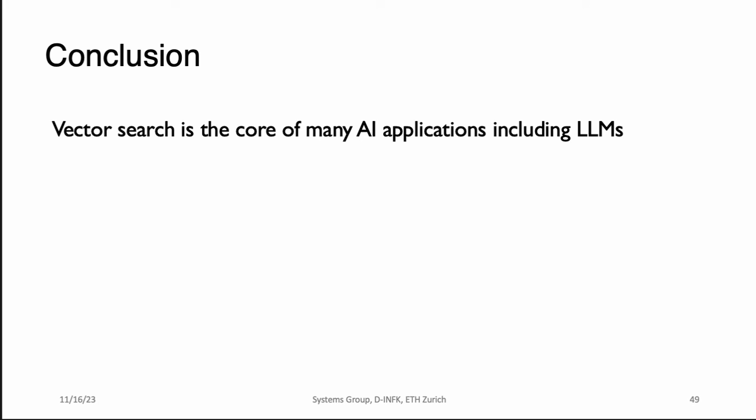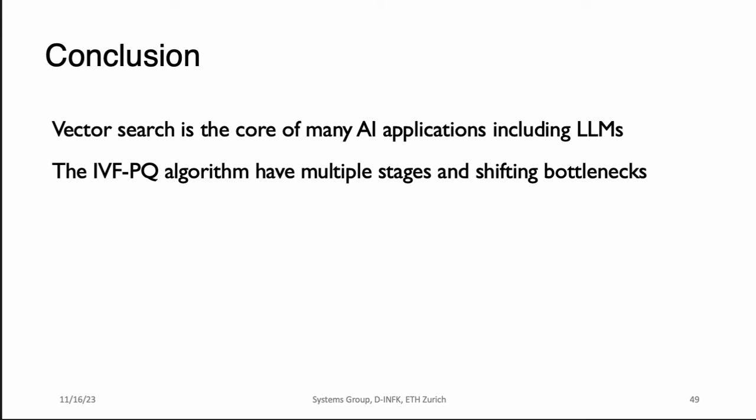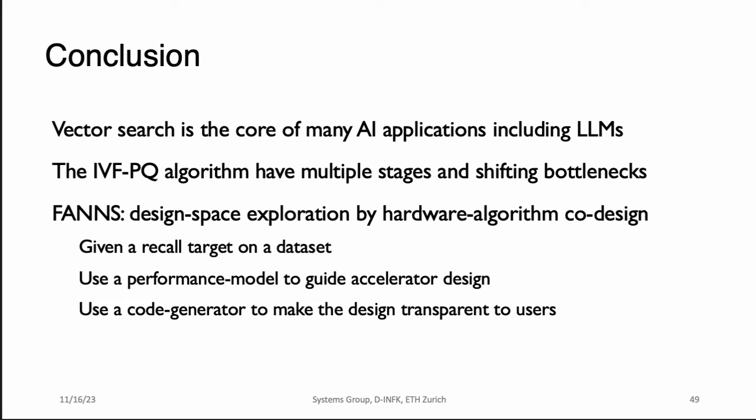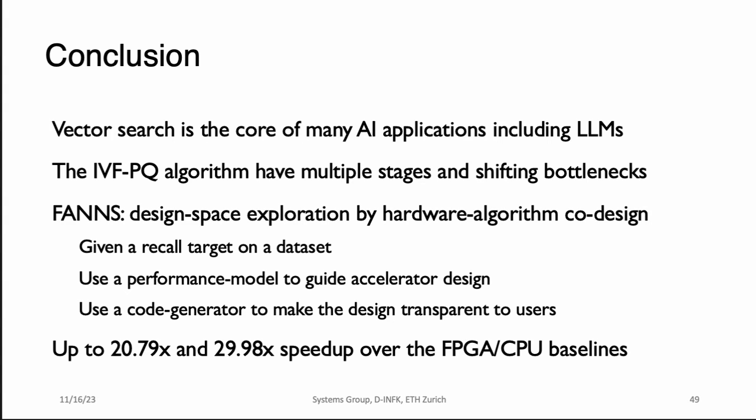So to conclude, vector search is the core of many applications, including large language models. The IVF-PQ algorithm has multiple search stages and shifting bottlenecks. To this end, we propose FANNS, which is a hardware algorithm co-design framework for IVF-PQ-based vector search. Given a user requirement on a specific dataset, we use a performance model to guide the accelerator design, and we automatically generate the optimal hardware design running the optimal algorithm parameters, and all this complex process is hidden from the users. Eventually, we achieve up to 20x and 30x speedup over the FPGA and CPU baselines, respectively.